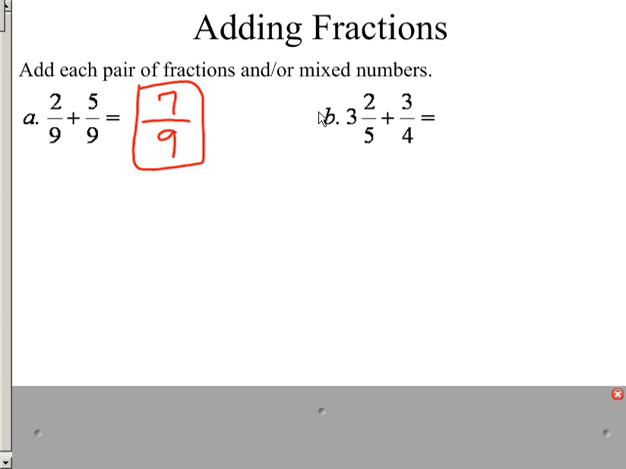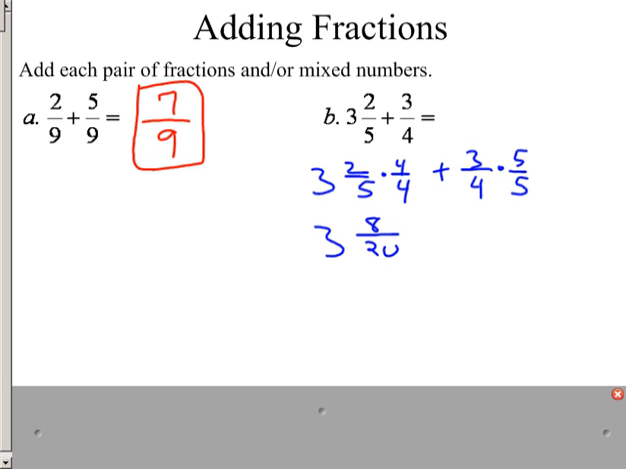When we're doing a mixed number, there are lots of people who will tell you to convert this to an improper fraction before you add. I don't like that. I don't think there's any reason why you should have to do that. Just take the fractional part. If we want to find a common denominator, the lowest common denominator between 5 and 4 is 20. So I need to multiply this fractional part by 4 over 4, and I need to multiply this fractional part by 5 over 5. If I do that, 2 times 4 is 8 over 20. Here I get 15 over 20.